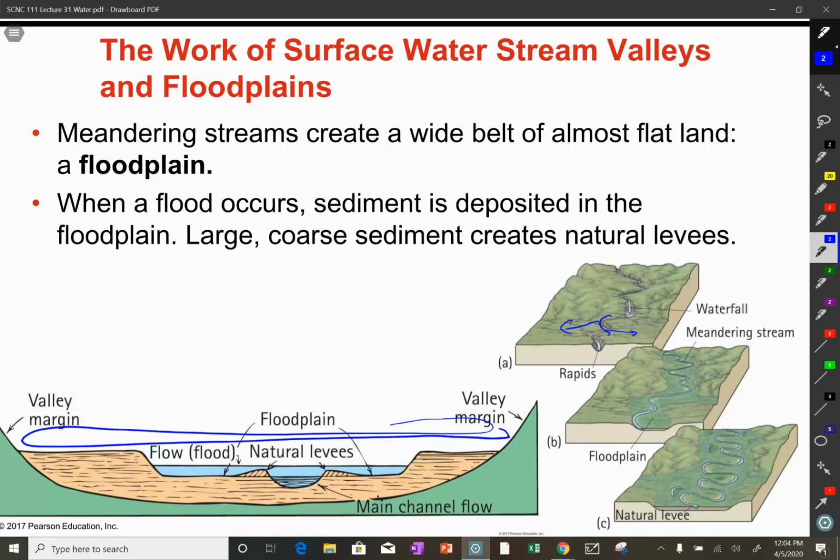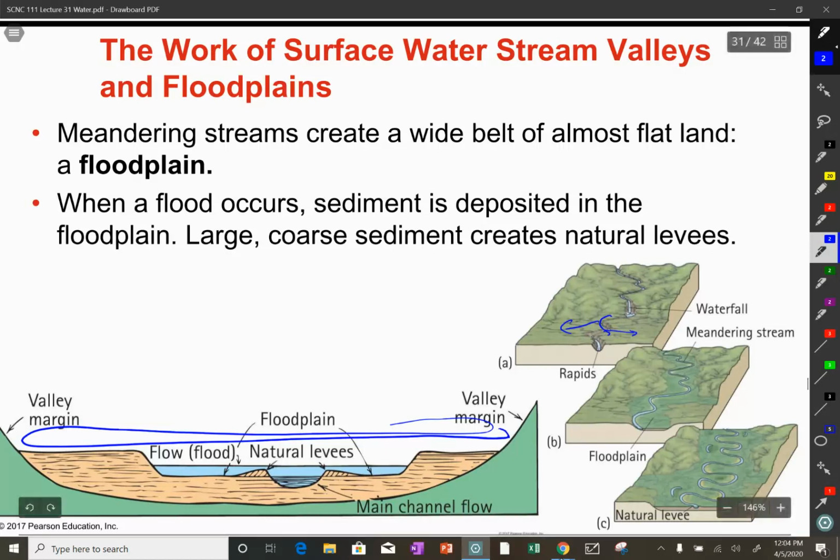Now, this is great for farming. If you're farming, you love this because what you have is a soil that is deposition from the stream filled with all kinds of good things for growing and a nice level area for farming. But as we saw last year, it can really cause problems.